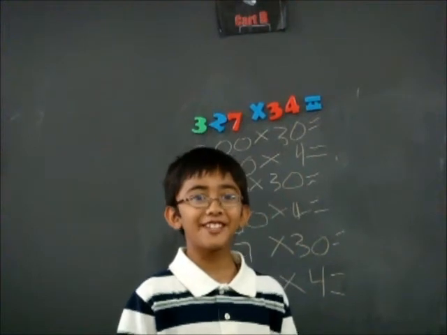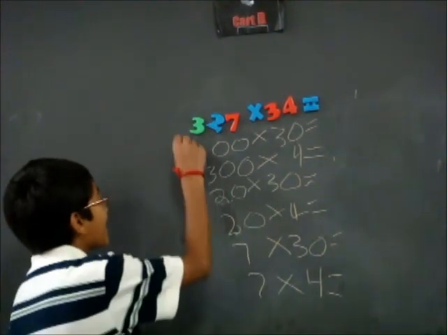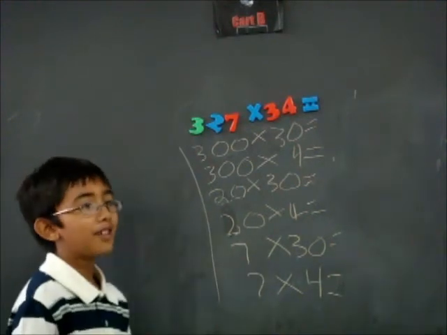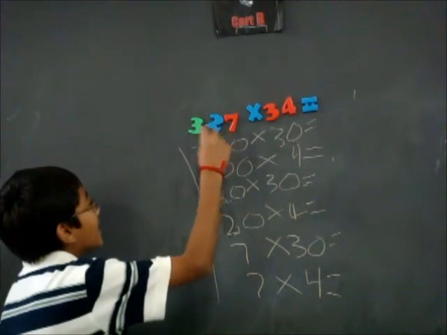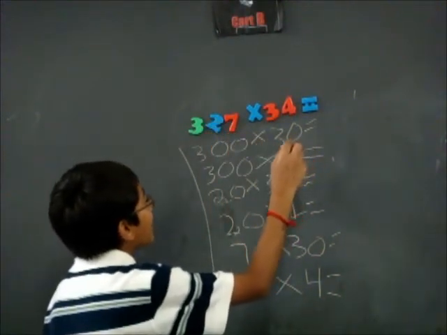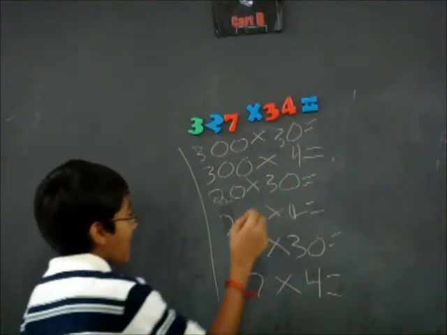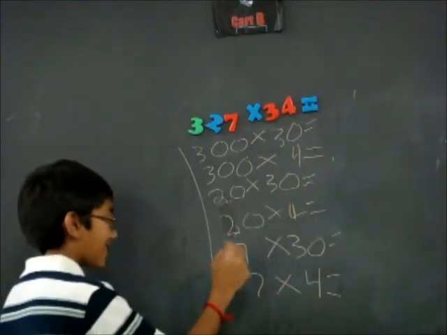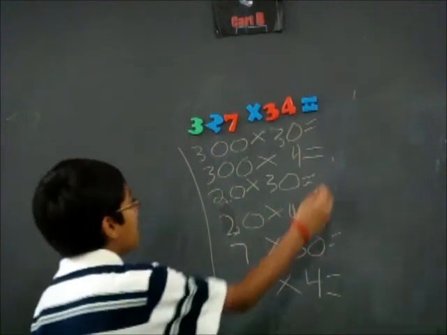Hi, thank you, Andrew, Penelope, and Emily for the advice. Well, here I already set up my problem, but let's just do it. As I said again, 300 times 30, and then you do 300 times 4, and then 20 times 30, then 20 times 4, then 7 times 30, then 7 times 4, and then you have to add them up.